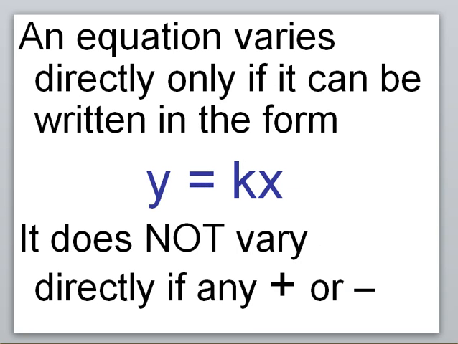One of the things I want to mention is that an equation varies directly only if it can be in this form. So there will never be any addition or subtraction. There'll be no addition signs or subtraction signs in a direct variation problem.